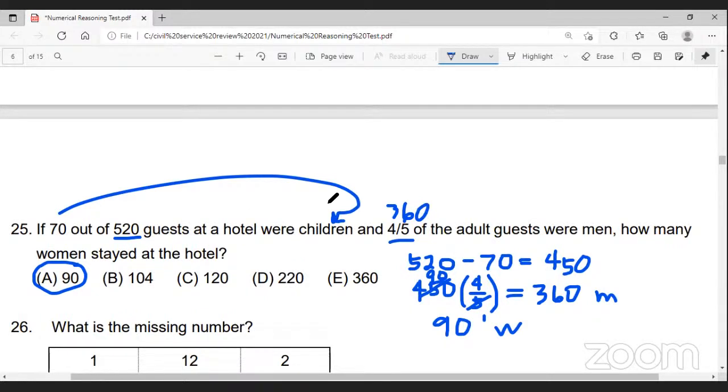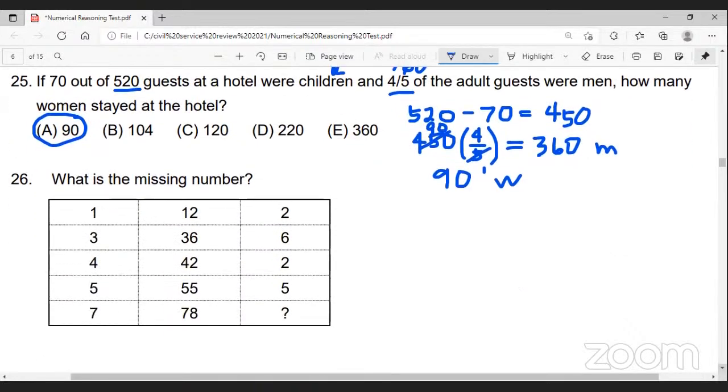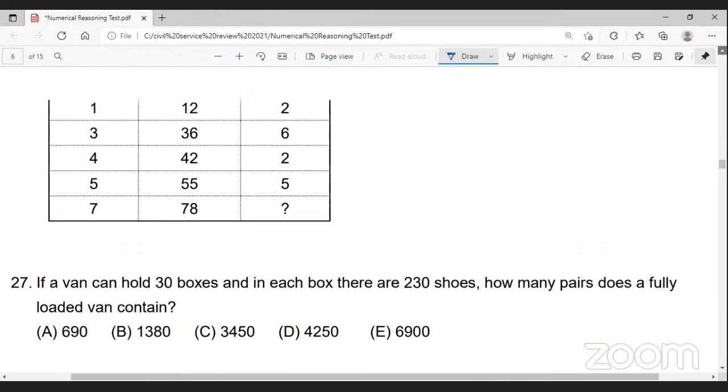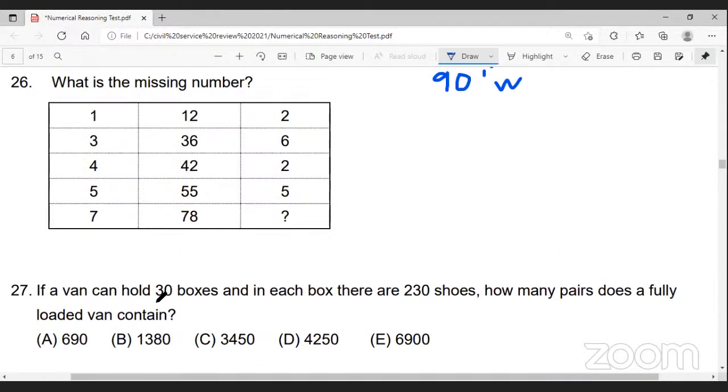Okay, we will now proceed to getting the missing number. Proceed kita sa number 27. If a van can hold 30 boxes, and in each box there are 230 shoes, how many pairs does a fully loaded van contain? There are 30 boxes, and each box has 230 shoes. So just multiply 230 and 30.